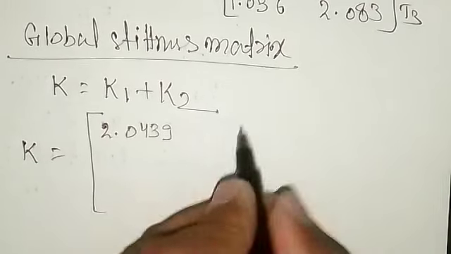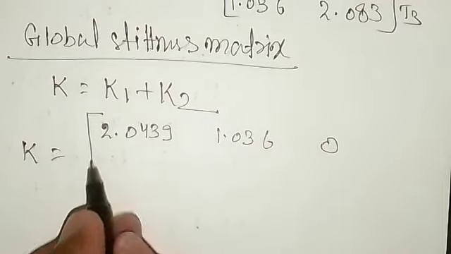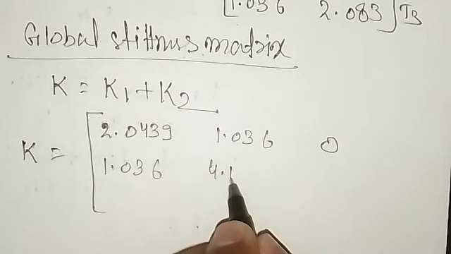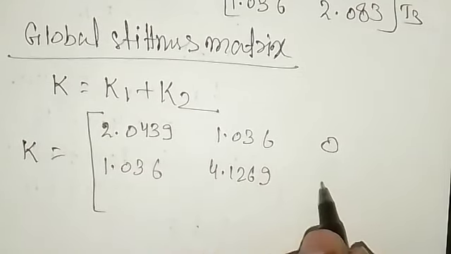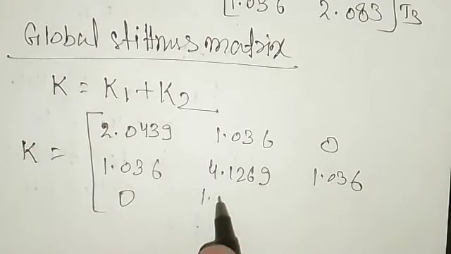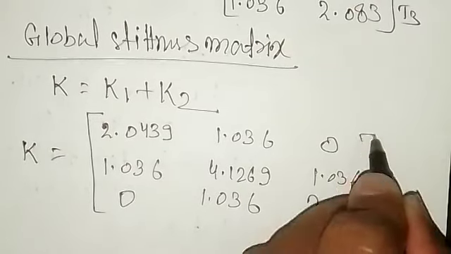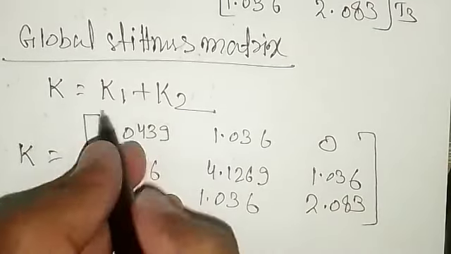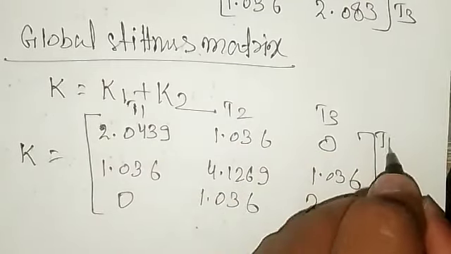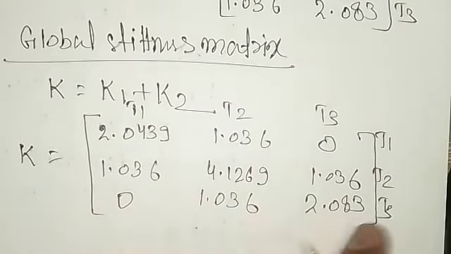2.0439, right? And this is 1.0360 and 1.036, this is 4.1269, 1.036, 0, 1.036 and 2.083, right? So this is T1, T2 and T3, T1, T2 and T3. This is column and these are the rows, right?